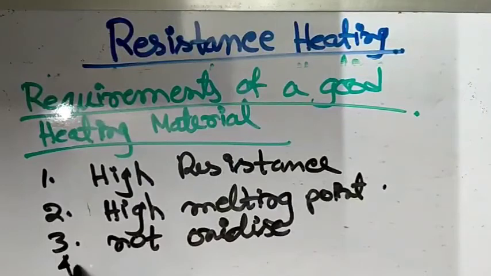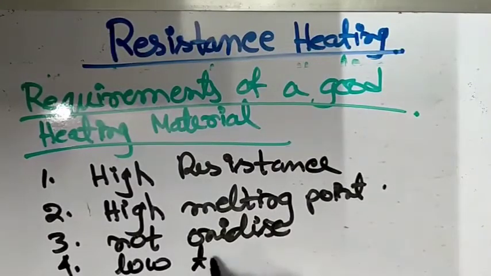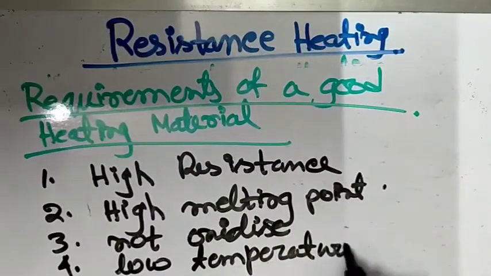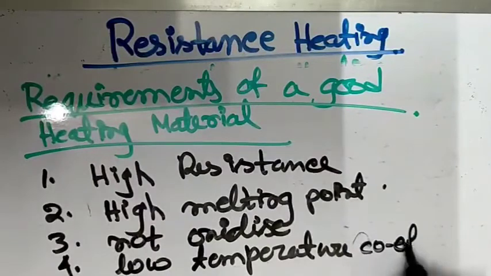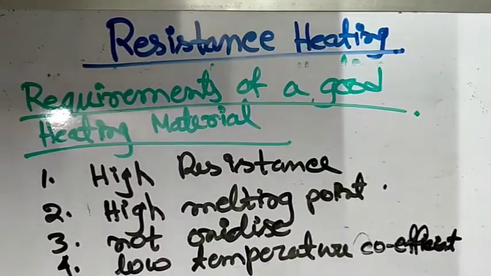And the last characteristic is that it should have a low temperature coefficient, so that starting from cold it should not take heavy current. So these are the four requirements which we generally find in a good heating material.